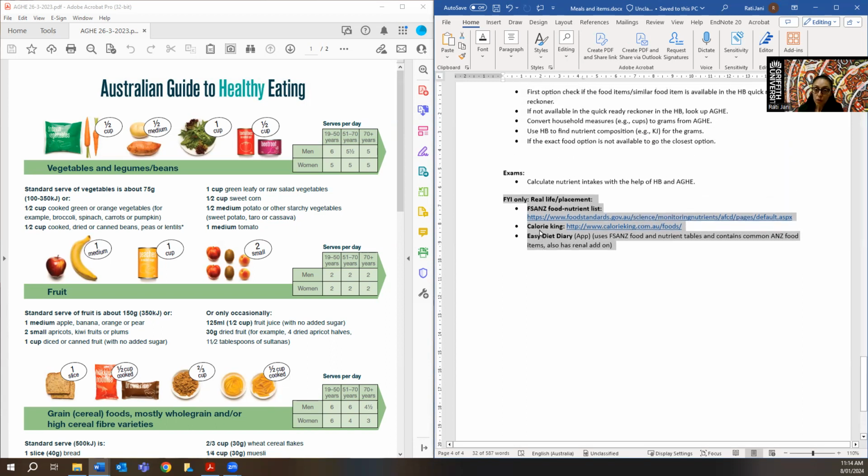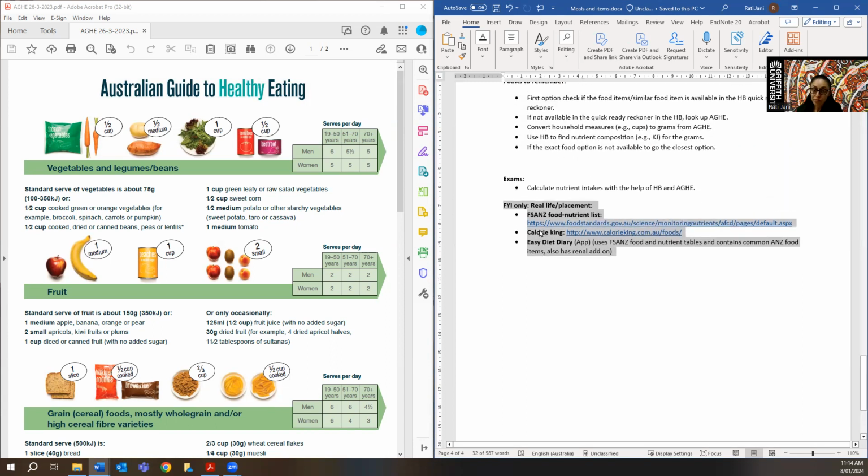But as per university guidance, in your exams, you are allowed to carry your handbook and your Australian Guide to Healthy Eating. And these are the two resources which are applicable and which help you to calculate nutrient requirements for what the patient is consuming.